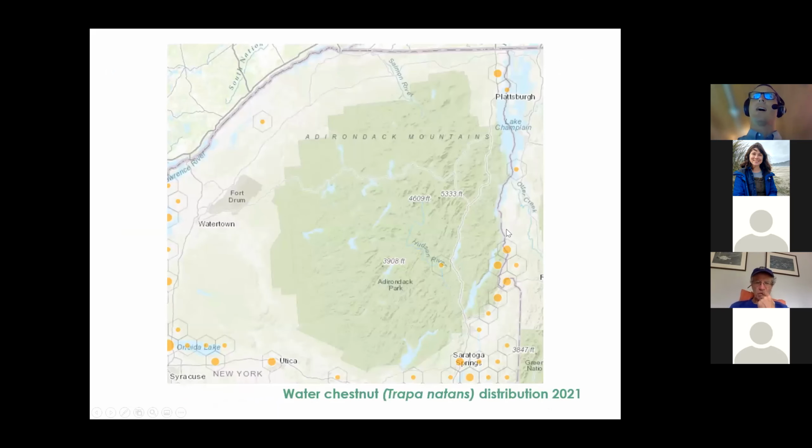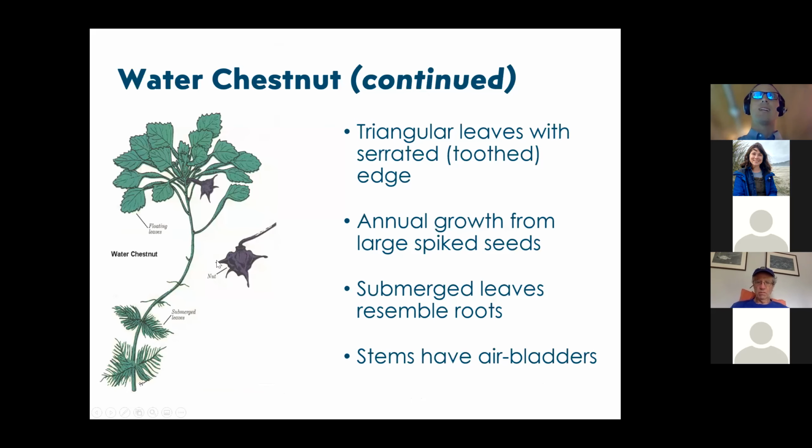We see it extensively in Lake Champlain. They've been doing lots of control projects for many years, and down in the south, but this is one we definitely don't want to invade more into our region. It has these really unique nuts, the chestnut, that has these spines coming off of it.